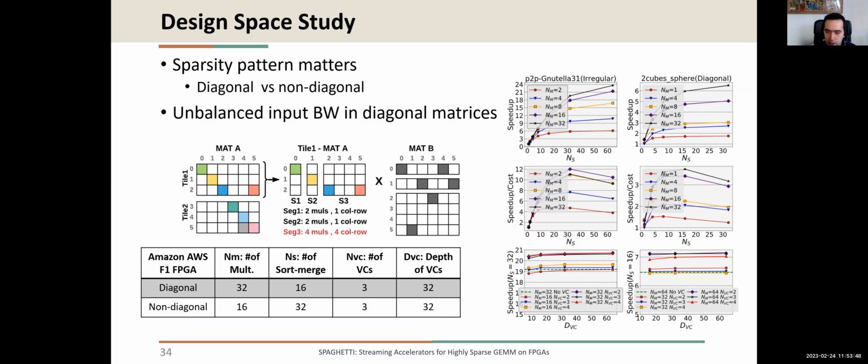Dr. Reza, it seems like the graph on the lower left is limited by Amdahl's law? You keep giving more and more. What is the DVC axis? DVC is the depth of the virtual channels, those FIFOs that we had. As that depth gets higher and higher, you're not getting any speedup, right? Yeah, exactly. So beyond 32, we're not getting any speedup.